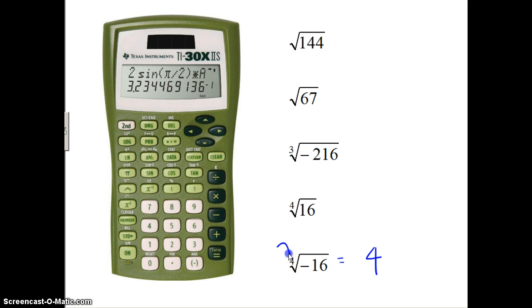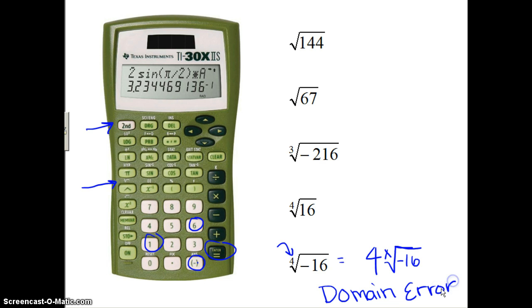4 is my index. So then I want to press second and then this symbol right here. So on my calculator I will see the xth root, negative sign, and then type in 16. And then when I press enter, I'm not going to get an answer. It's going to say domain error. What that means is that there is no real number that is the fourth root of negative 16. So if your answer is not a real number, this is the message that you will get.